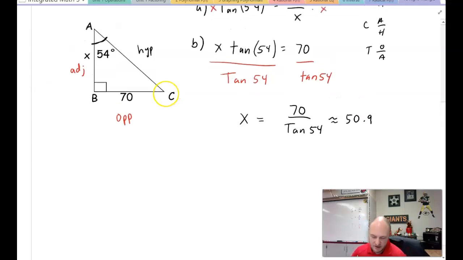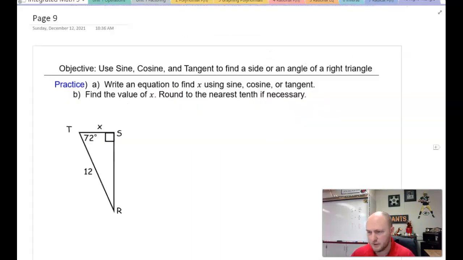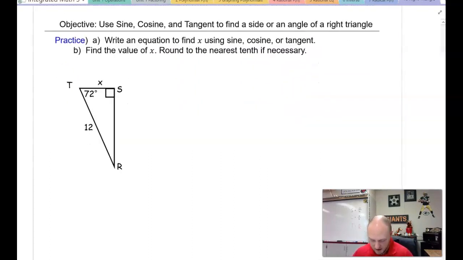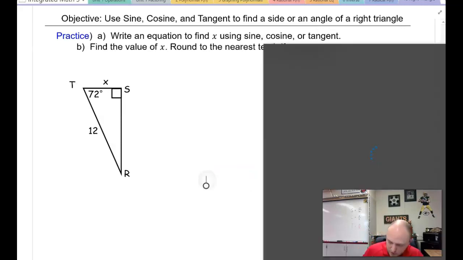That's how you write an equation and solve the equation using trigonometric functions. I do have a practice problem for you here. Go ahead, please pause the video, and then I'll show you the equation first, and then you can pause it again and solve it if you want that double step. Okay, pause the video. All right, hopefully you paused the video.